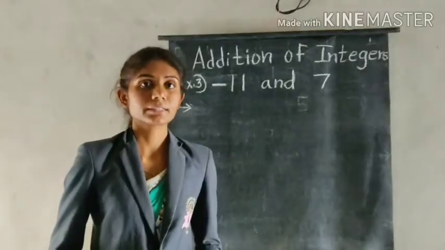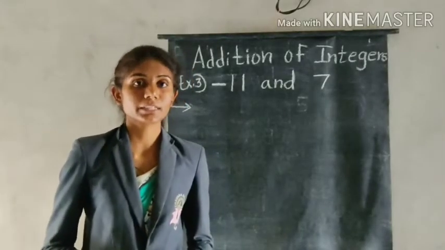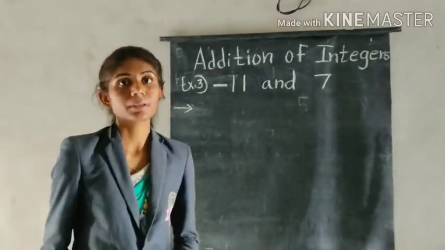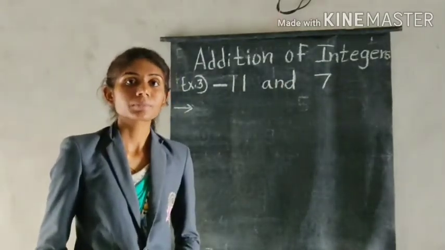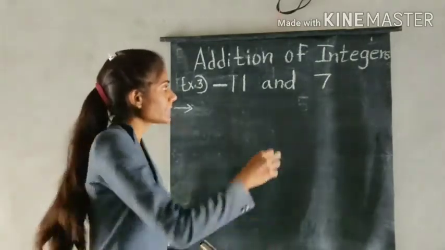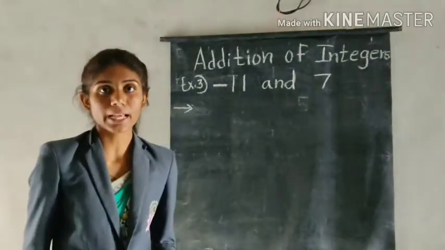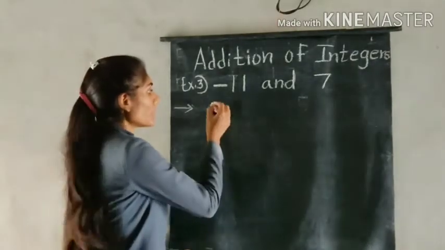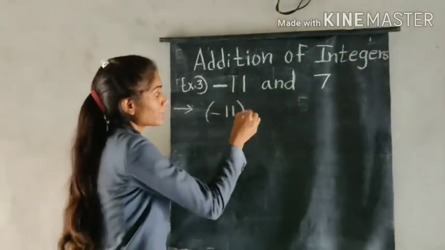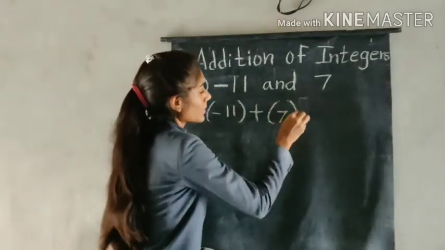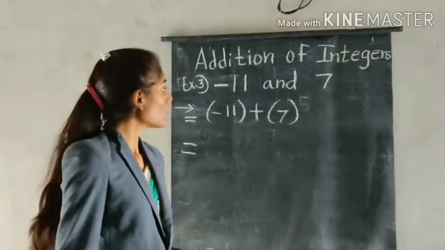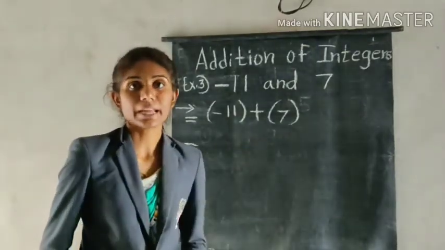The case is addition of integers where both the integers have different signs. The 11 has the minus sign and the 7 has the plus sign. So how to perform the addition here? First we will write it in the proper steps. After that, we need to observe the sign.